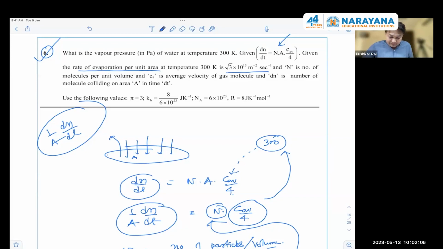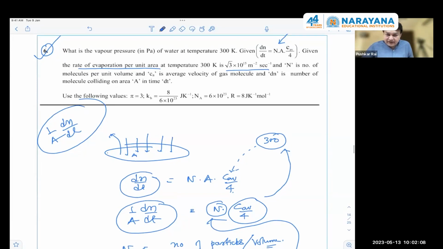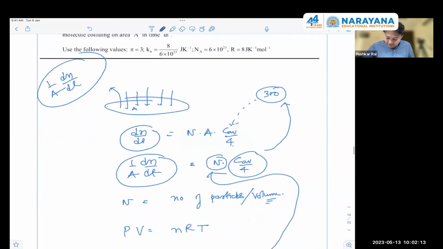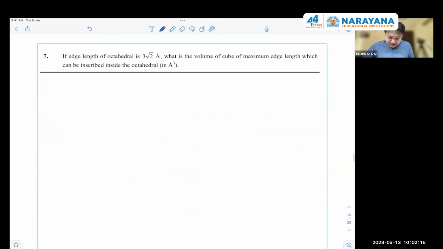So this gives you problem number 6. Any problem you ask me, I've chosen very carefully, interesting problems. So you try this problem as well.